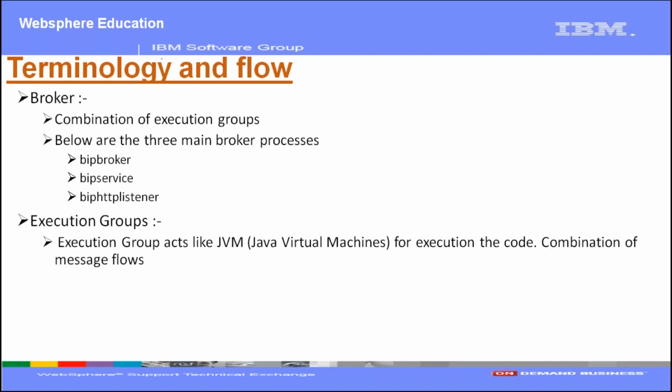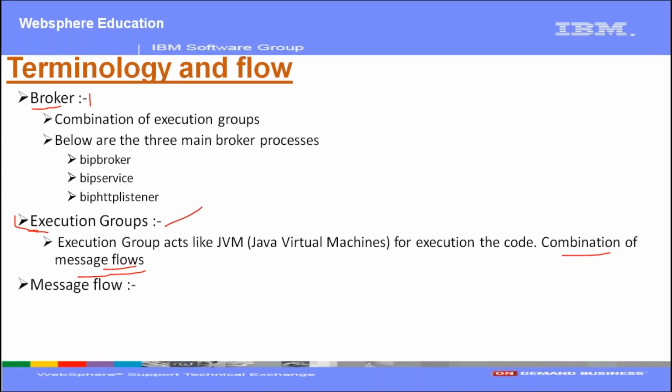This broker is the combination of execution groups. A broker can contain any number of execution groups. There is no limit to that. You can define how many execution groups you want in a broker, and once the execution group is created, you can deploy your message flows. Execution groups contain the combination of message flows, where these message flows are the actual code, and only these message flows can be executed in execution groups because an execution group acts like a JVM.